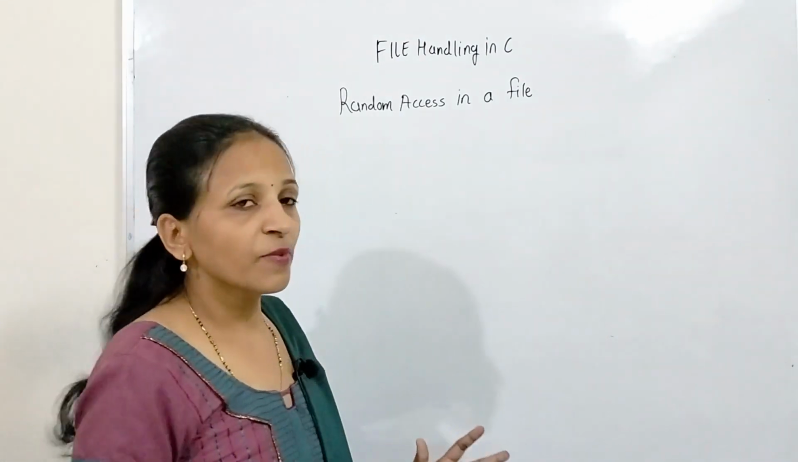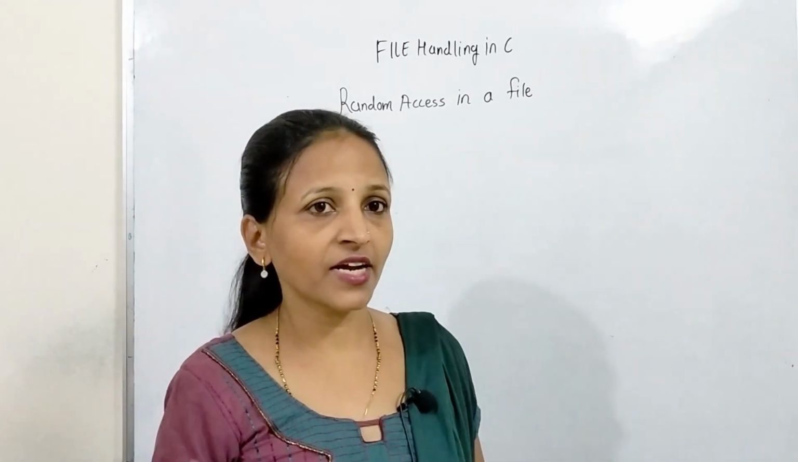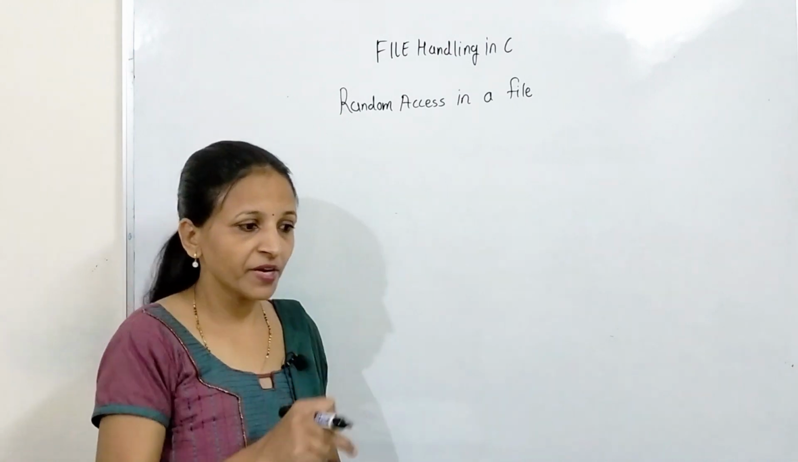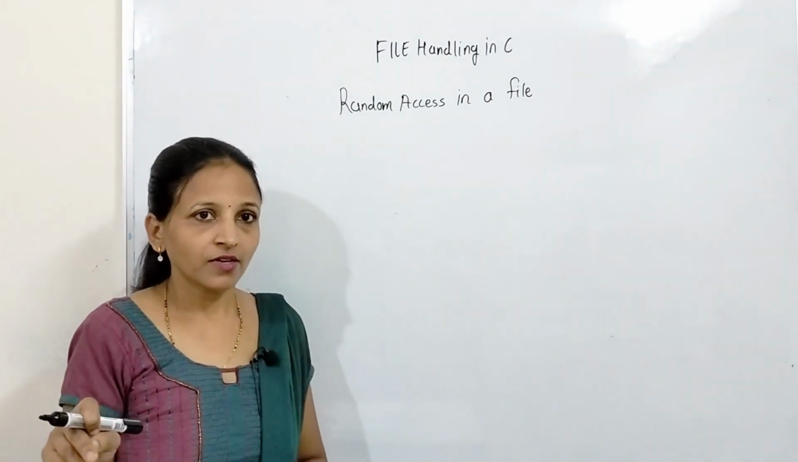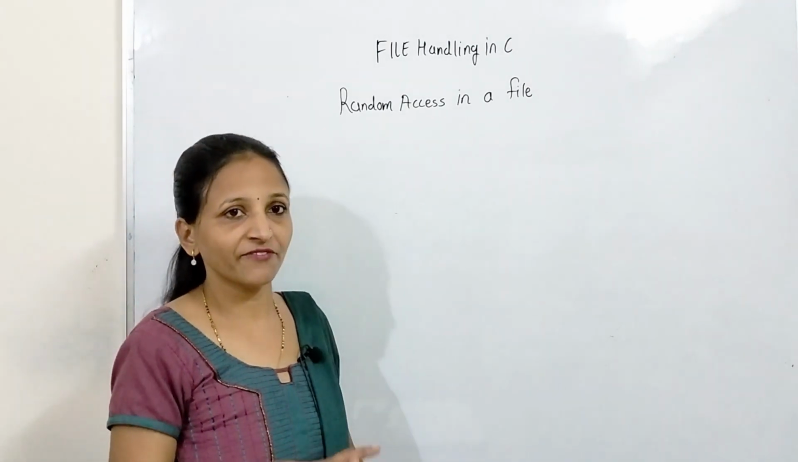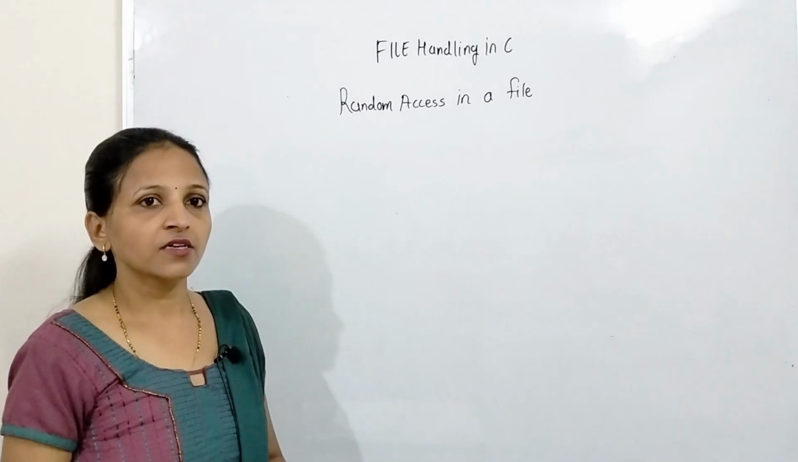Now what is this random access? It means that at any position you can go inside that file and modify any record, or if you want to read from the middle of the file, that is again possible. If you want to modify any intermediate record in a file, you can do that at any position wherever the file pointer is.